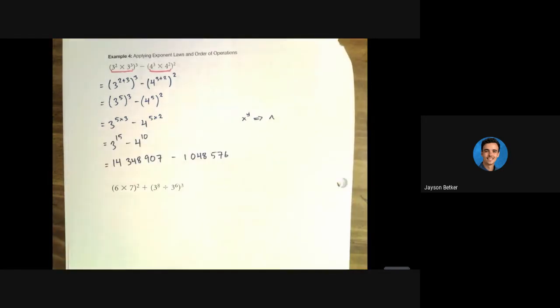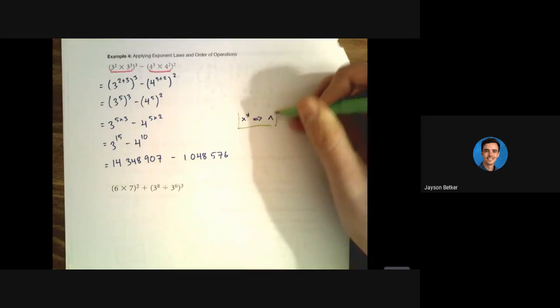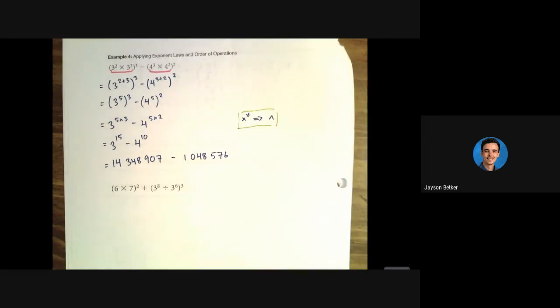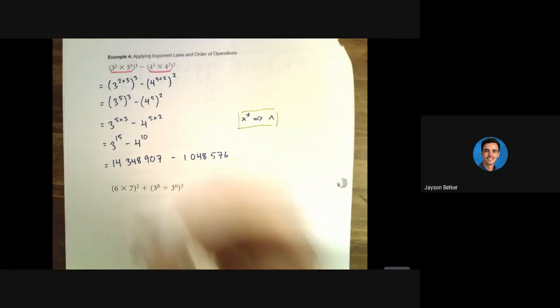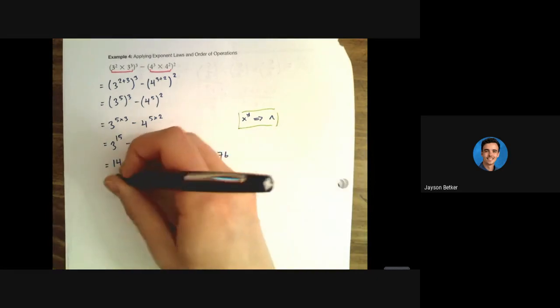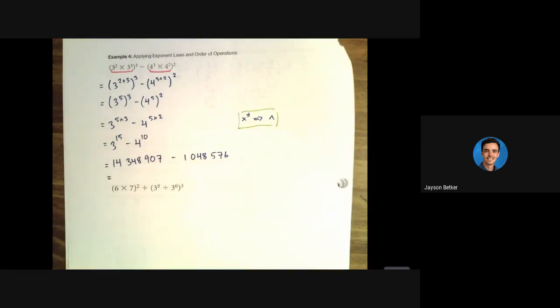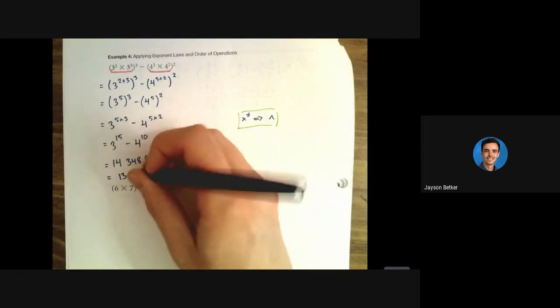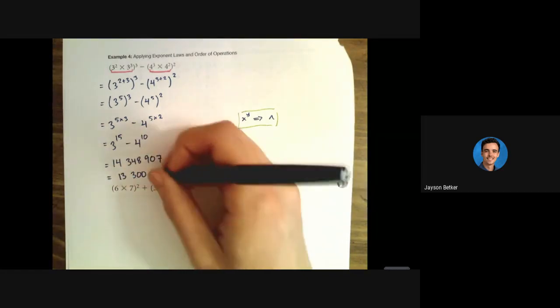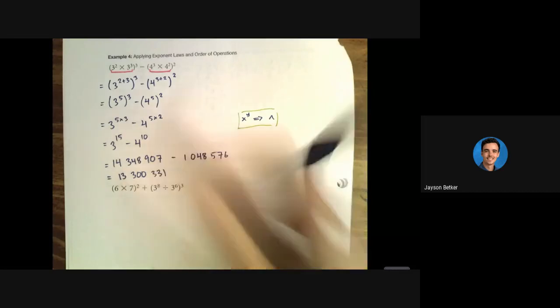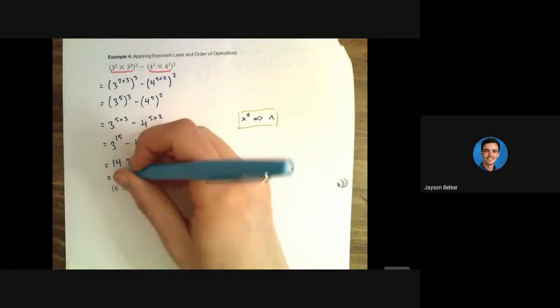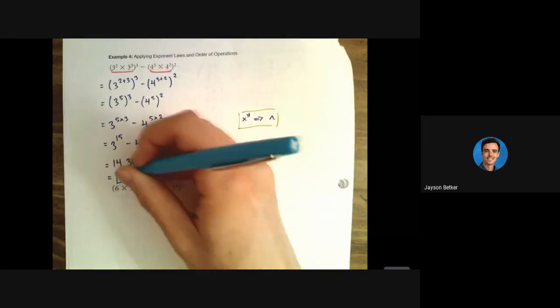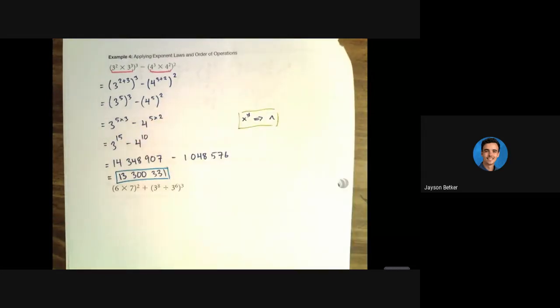Some of you will have that little X to the Y. That's a little side note there. We have to make sure we're comfortable with our calculators. You will be using them a lot. So that gives us our final answer: if I take that one and subtract the other, I get 13,300,331. Kind of a fun number to say. All right, there we go. There's your final answer.